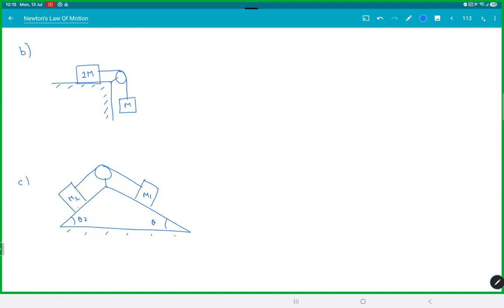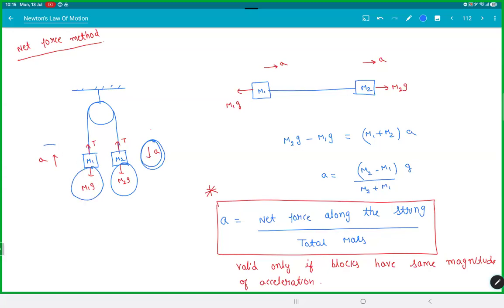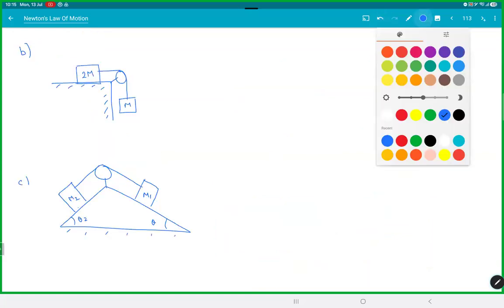Why are you writing? Listen. You are supposed to take the forces along the string. Look at this thing. So this is the string. What is M1 doing? It's pulling along the string, M2 along the string. So ask yourself, is M2 supporting acceleration or opposing acceleration? Supporting, right? So plus M2G. Look at this M1G. Is it supporting or opposing acceleration? Opposing, right? So minus M1G. So net force is M2G minus M1G, divided by total mass, gives acceleration. That's the idea there.